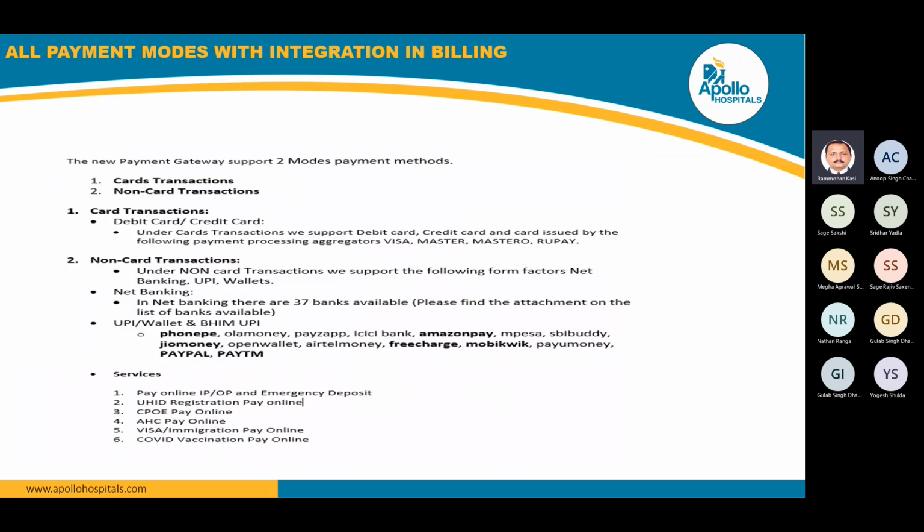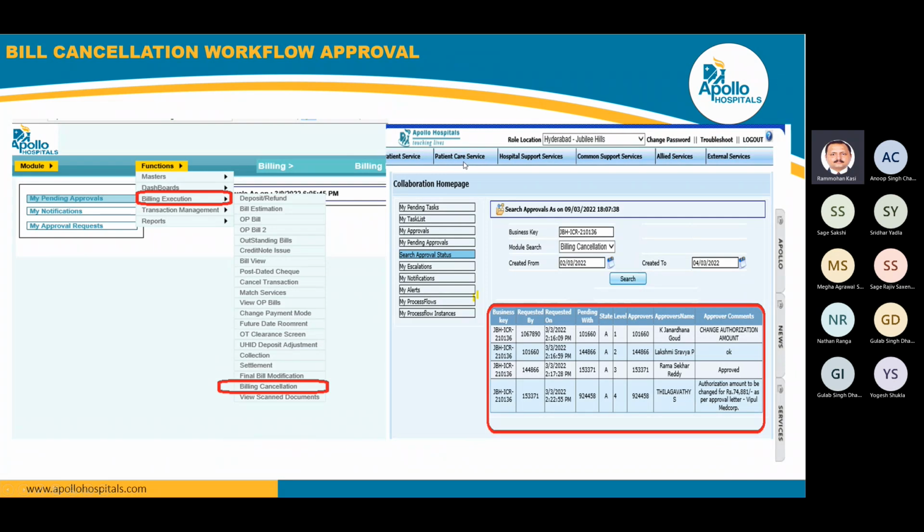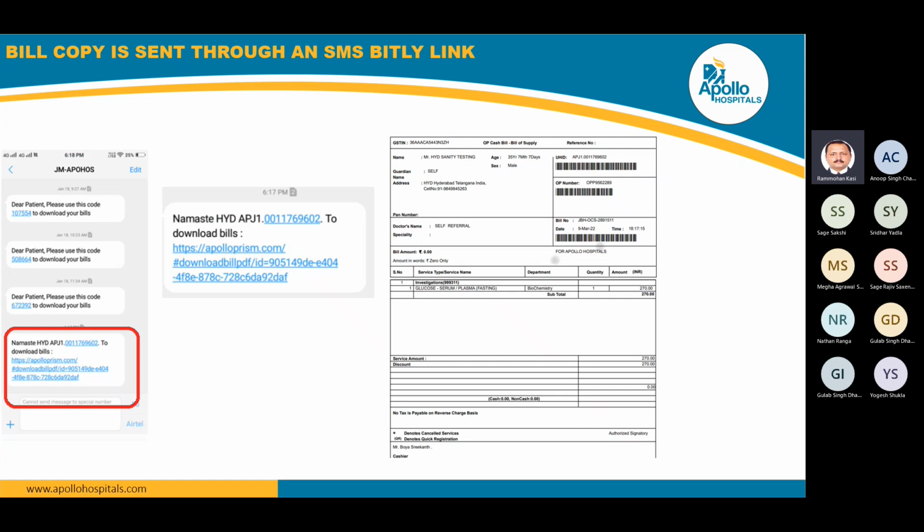This screen we have already seen. All payment modes are available in transactions related to OP. The bill cancellation workflow and discount workflow are similar. The billing person raises the request, and it goes to management for approval. Once it is approved, they can do the transactions. This also I mentioned, it goes as a link. Once they open the link, they can see the bill copy.